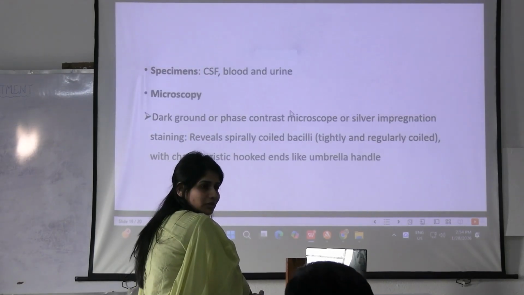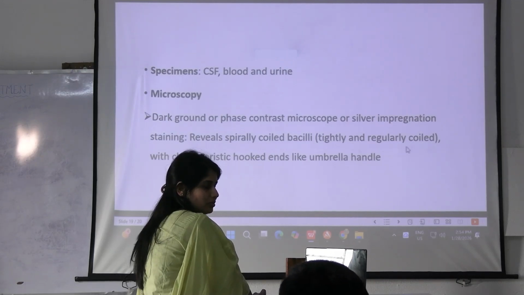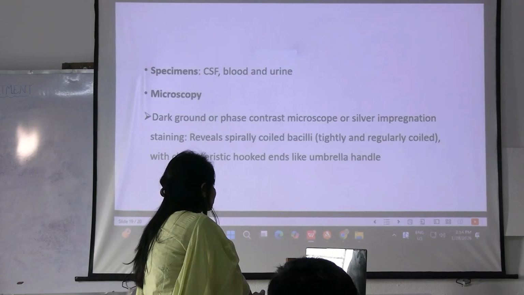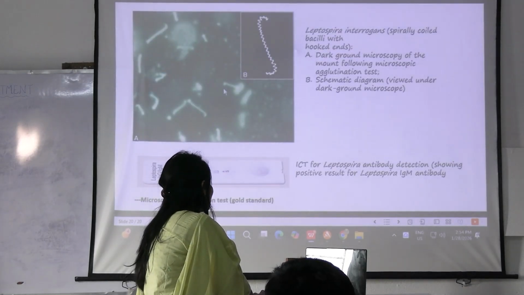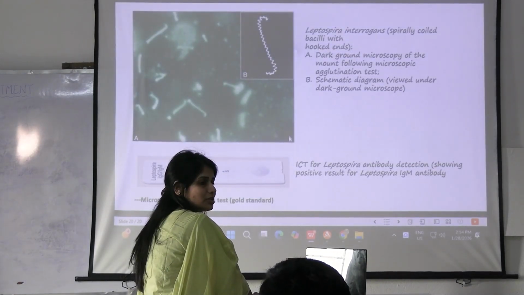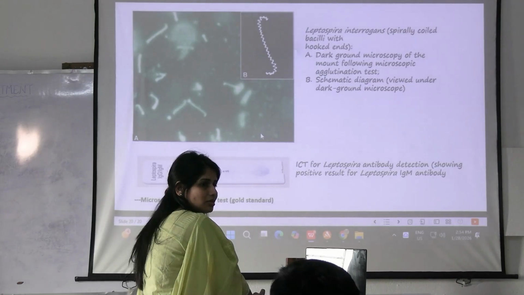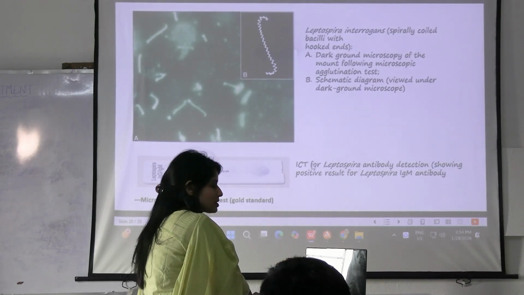Can you observe it under the light microscope? No. What do you do? What is the investigation of choice? Microscopic agglutination test here again.